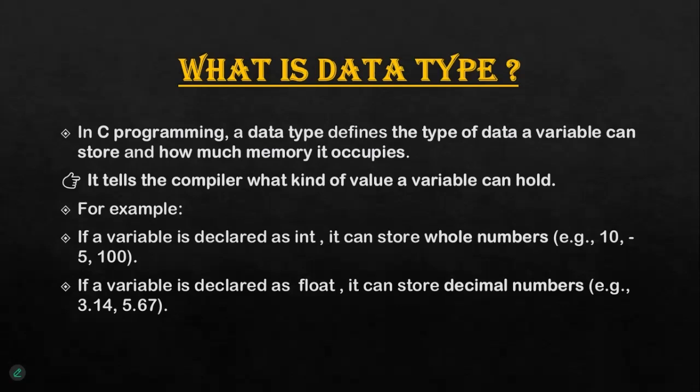For example, if a variable is declared as int, it can store whole numbers like 10, 500, any number. And if a variable is declared as float, it can store decimal numbers like 3.14, 5.67.